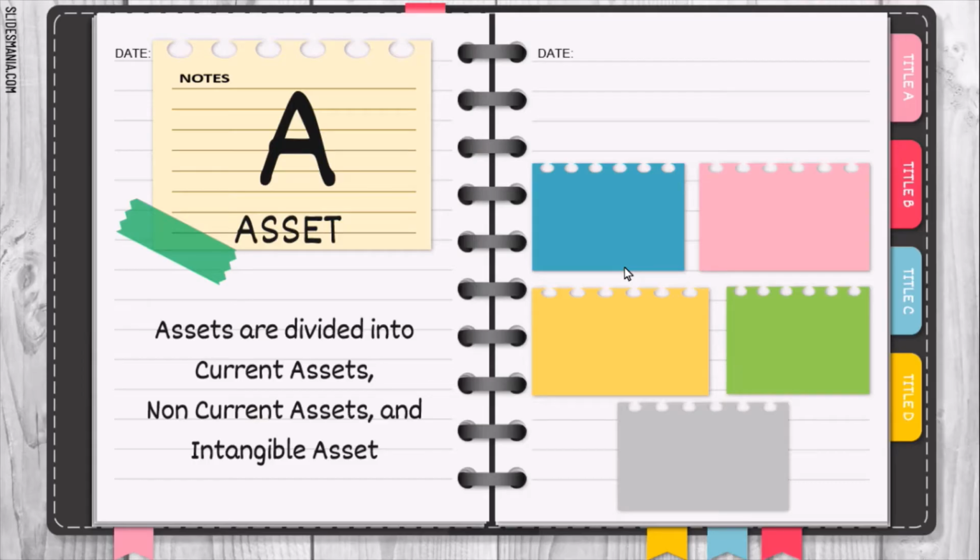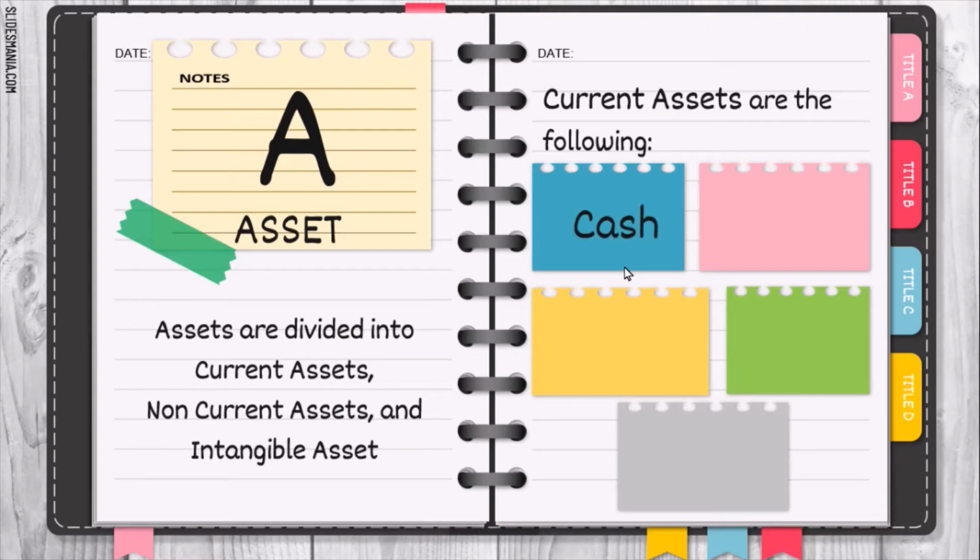Assets are divided into current assets, non-current assets, and intangible assets. So current assets are the following. We have here the examples. Number 1 is cash. We have cash on hand, cash in bank, and petty cash fund. And then we have accounts receivable, loans receivable, and notes receivable short-term.